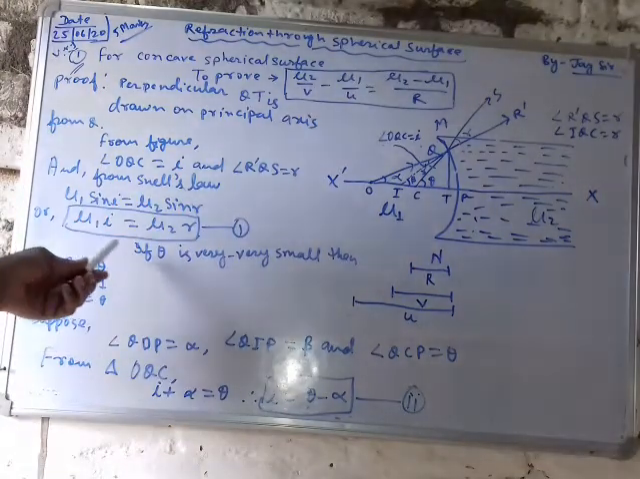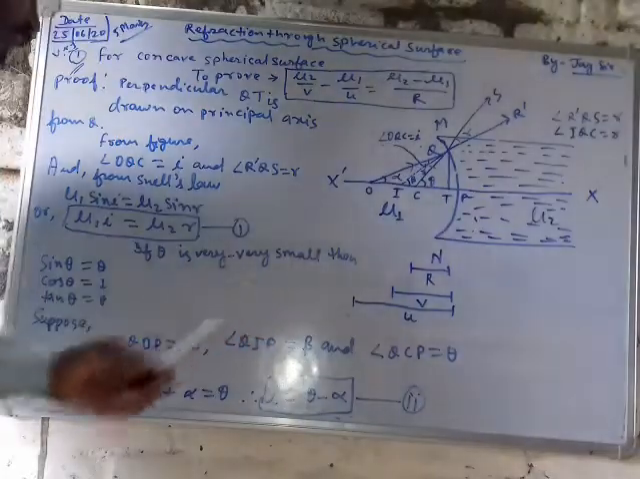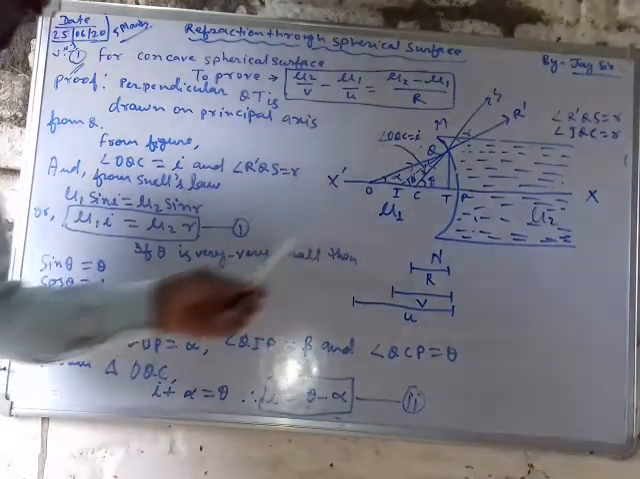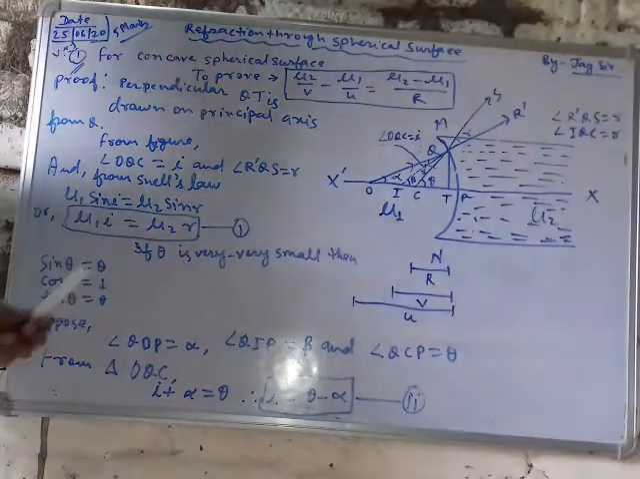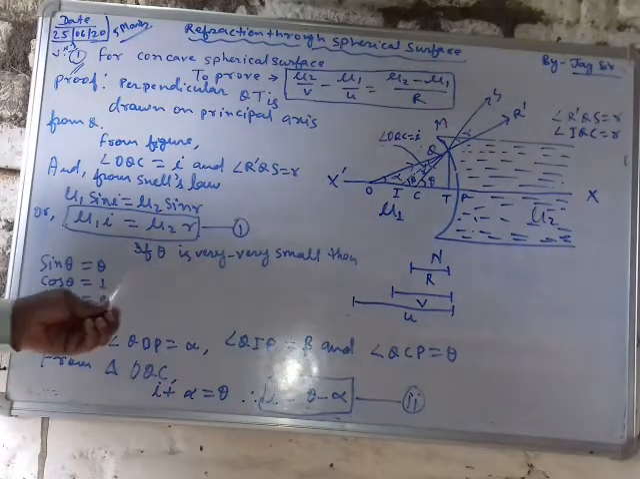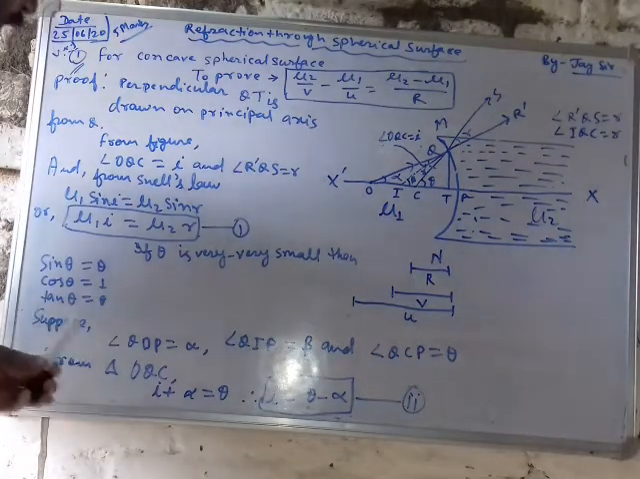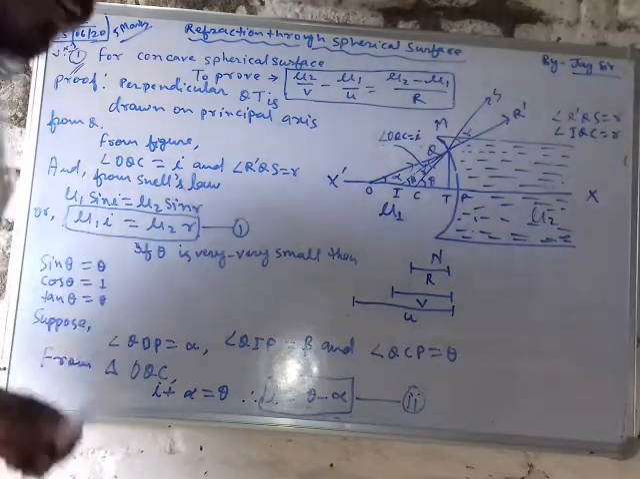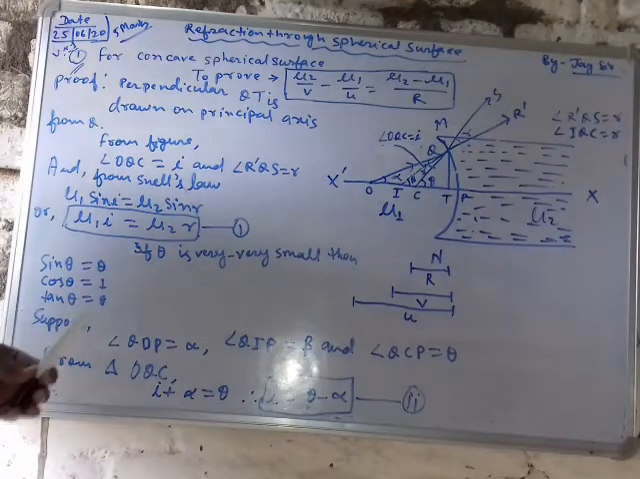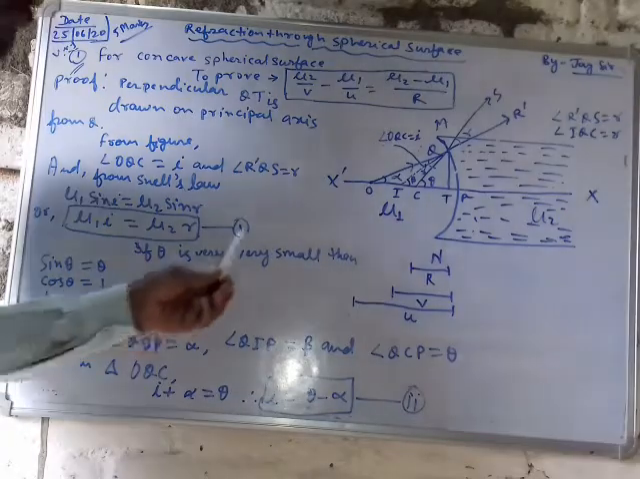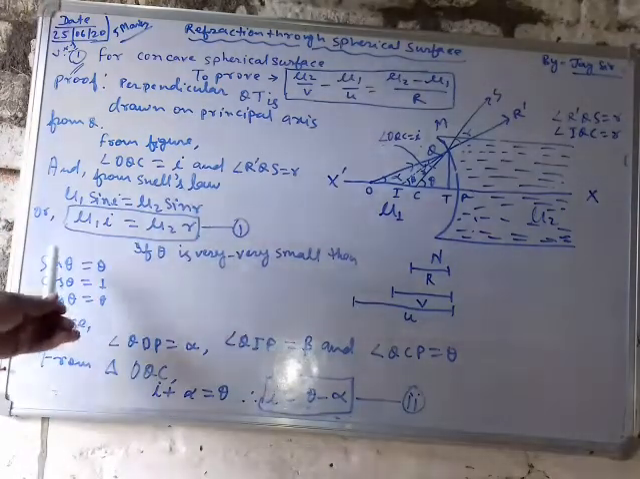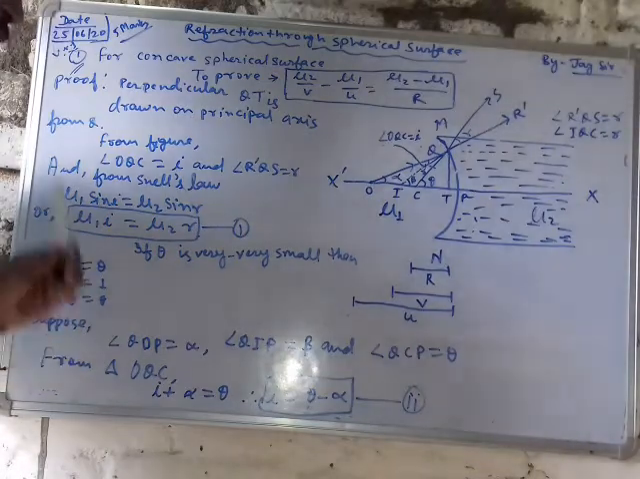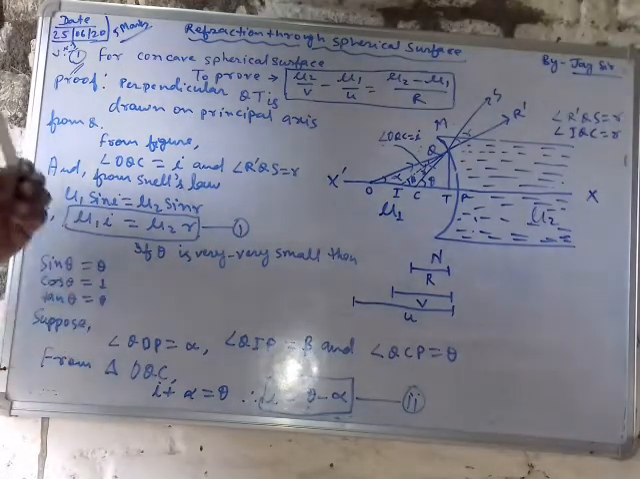Now next, if theta is very small, then sin theta is equal to theta, cos theta is equal to 1, and tan theta is equal to theta.